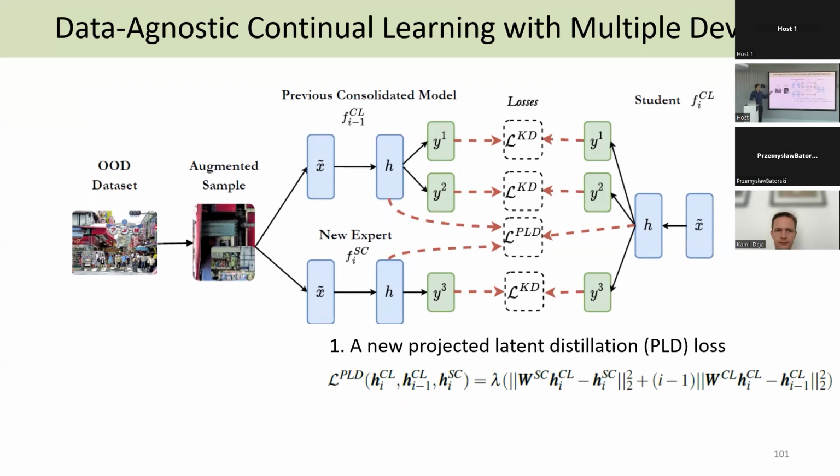Then in the fusion phase, we use KD losses between the expert here in the bottom, the previous model in the top, and the new model which is on the right. And we introduce one extra loss, related to the one we used in self-supervised learning, which is projected latent distillation, where we project the latent spaces of the previous model and the expert to a new space. So we want this new model to have the knowledge of both these networks.